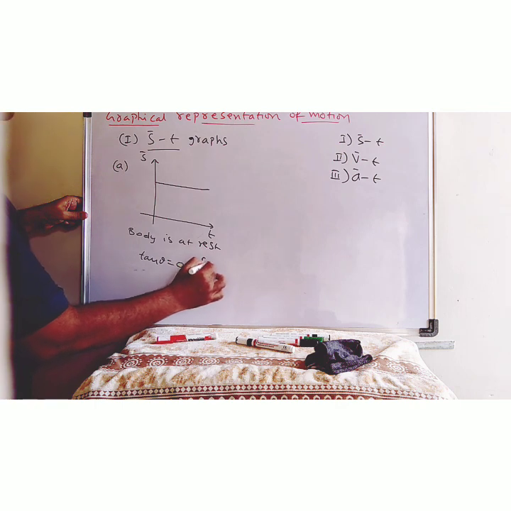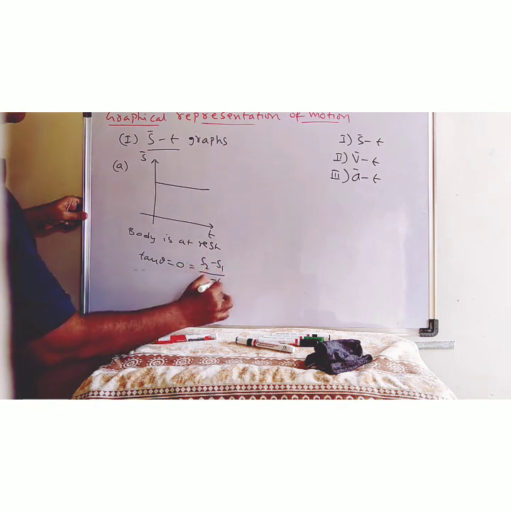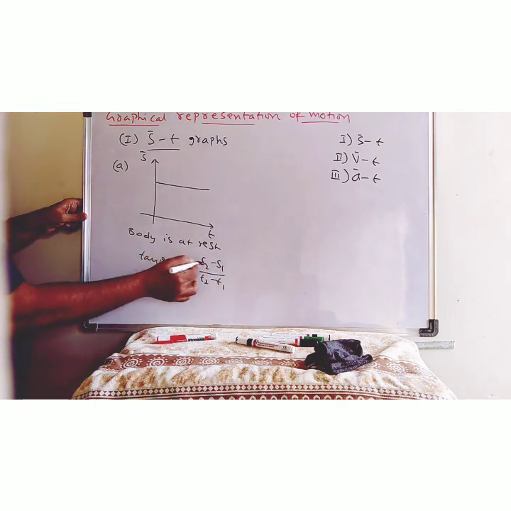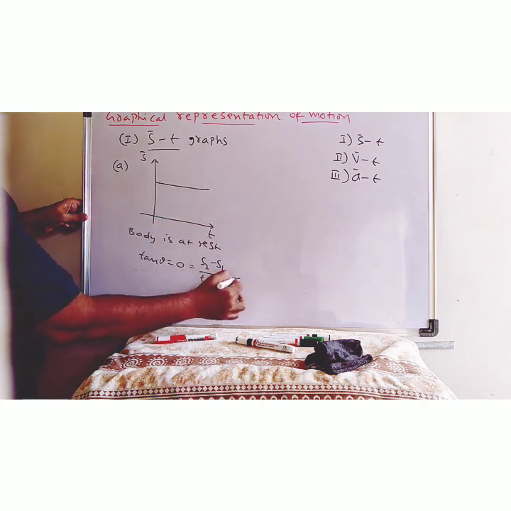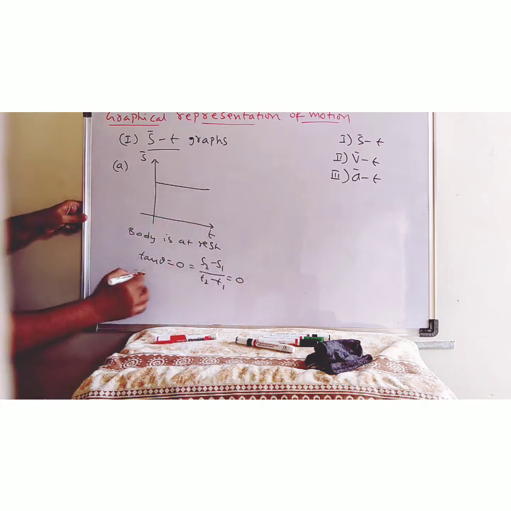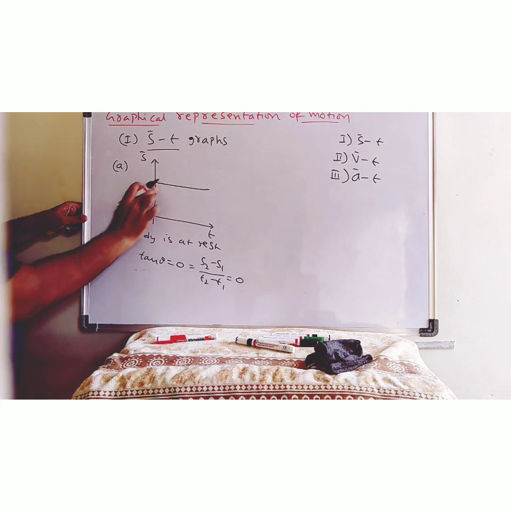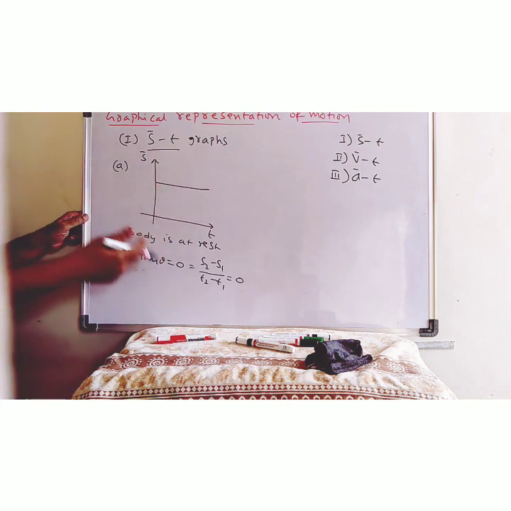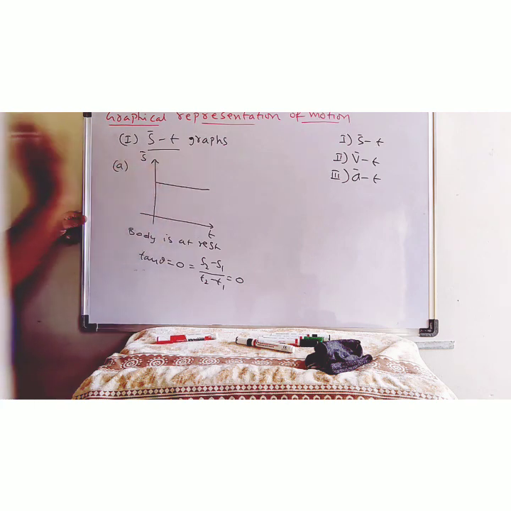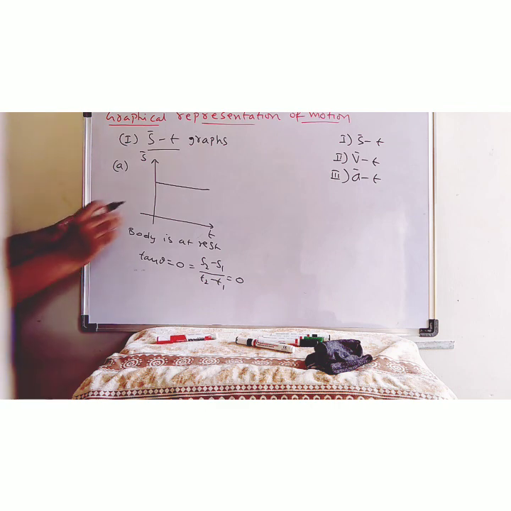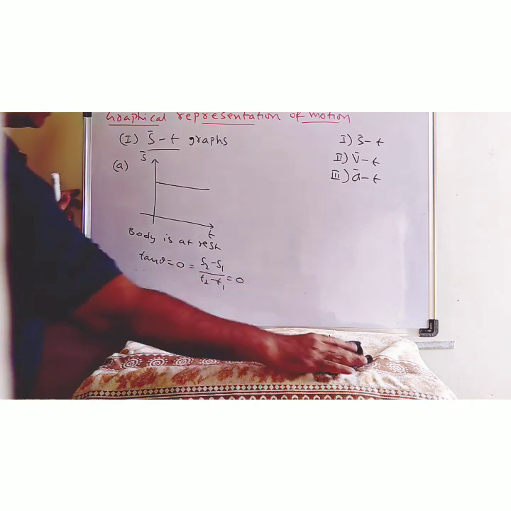See carefully, (S2 minus S1) by (T2 minus T1). S2 and S1 are the same, therefore it is 0. The slope of this one is 0. Based on the slope also, we can say what kind of graph this is, or what the position of that particular body is. Here, the body is at rest. Now look at another situation.